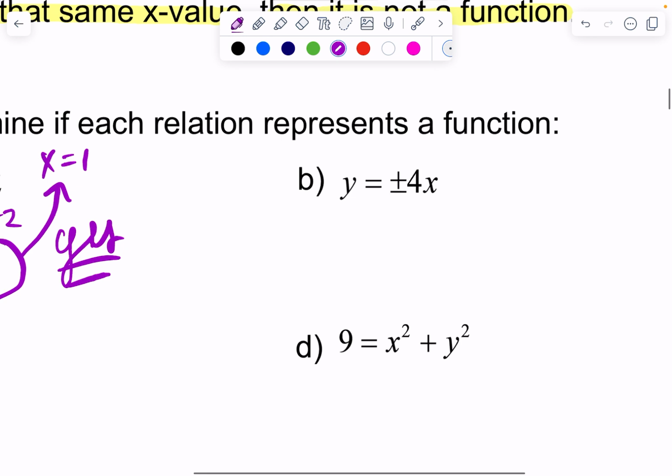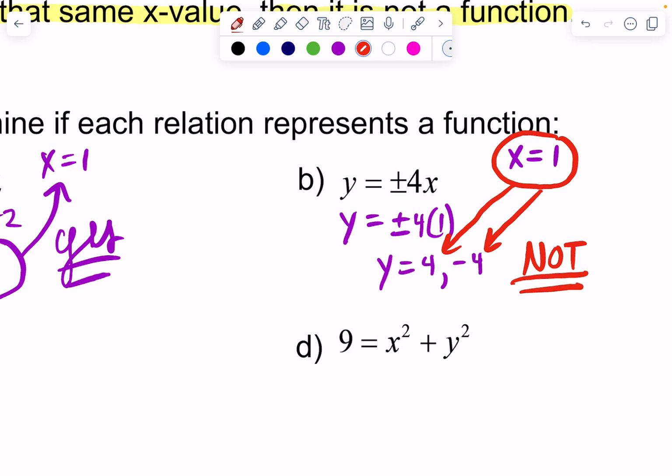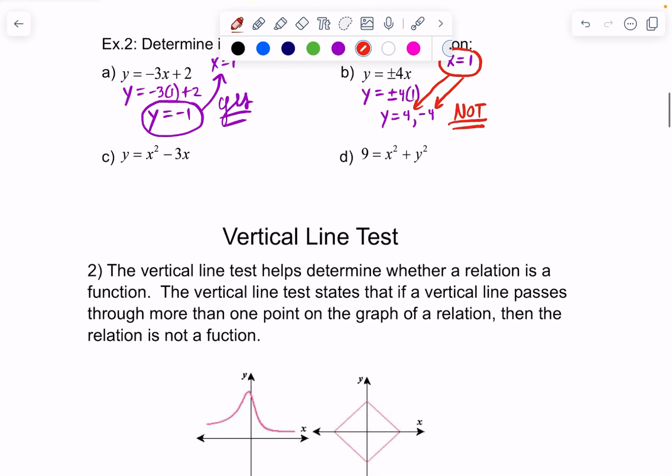How about, for example, b? Let's go ahead and choose once again x equals 1. In this case, I've got plus or minus 4. So plus or minus 4 times 1 will give me two answers. It will give me y equals 4 and y equals also negative 4. So when I was given one x value, I got two different y values for the answer. So that would not be a function. No. Let's check the next one.